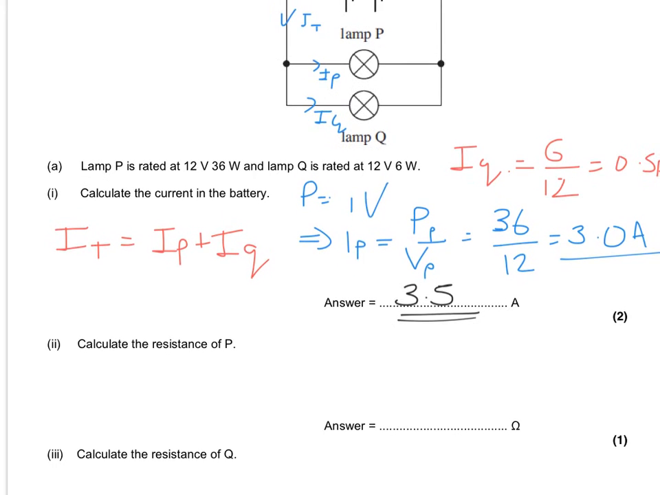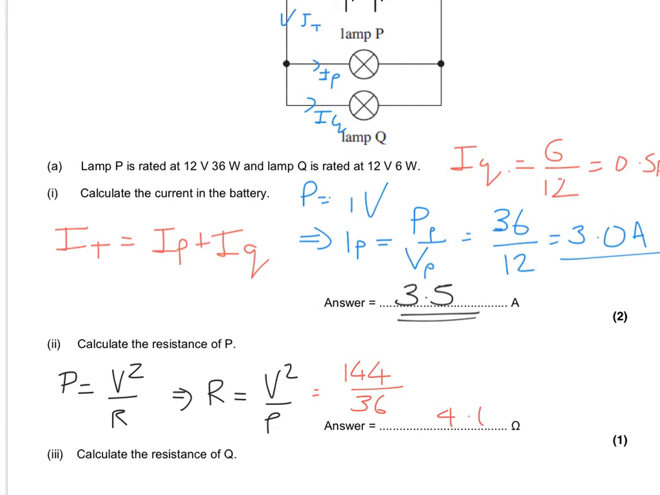So we want to calculate the resistance of P this time. We can use one of two equations, or we could use P equals I squared R. Either of them work. By doing this, the resistance is going to be V squared divided by P, and we want it for P, so it's going to be 12 squared, so 144 divided by the power, which was 36. So you're going to get 4.0 ohms as the resistance here.